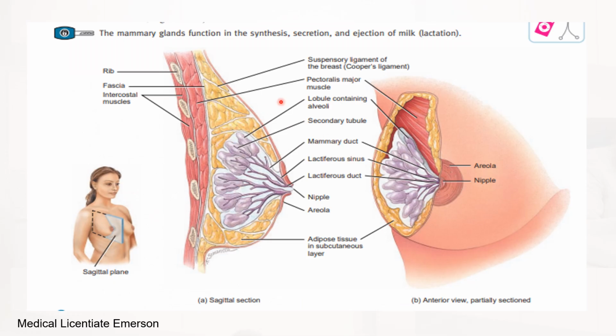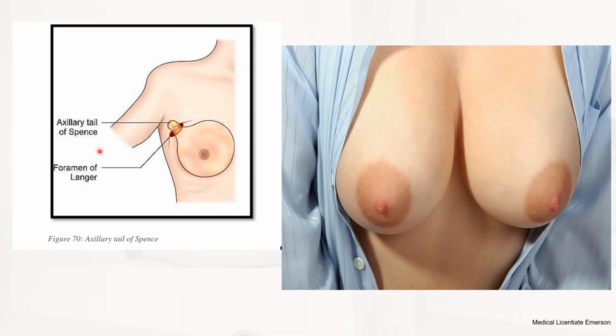Okay, so again, this is what we are talking about. You have the suspensory ligament of the breast, also known as the suspensory ligament of Cooper, or Cooper's ligament. You have the pectoralis major muscle, the lobule containing alveoli, the secondary tubules, the mammary ducts here, the lactiferous sinuses, the lactiferous ducts, the nipple, the areola, adipose tissue, and subcutaneous tissue. So then this is now anteriorly how the breasts look.